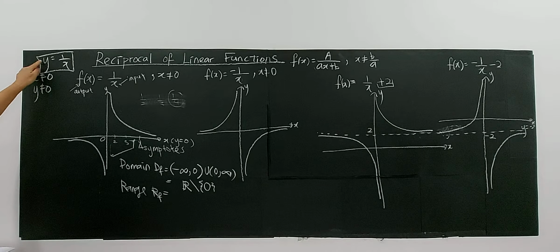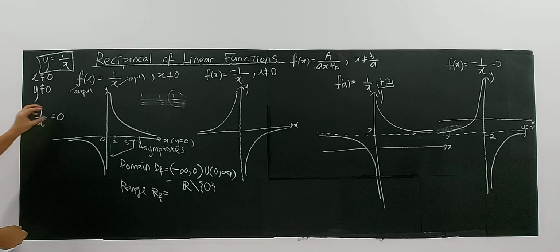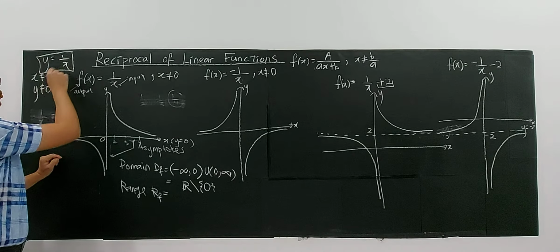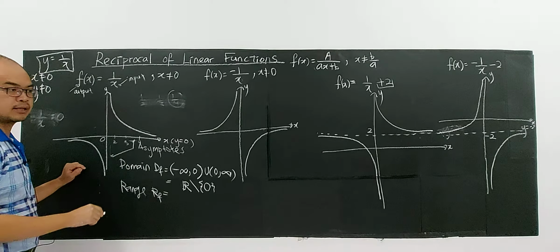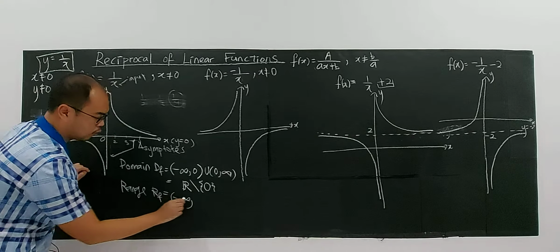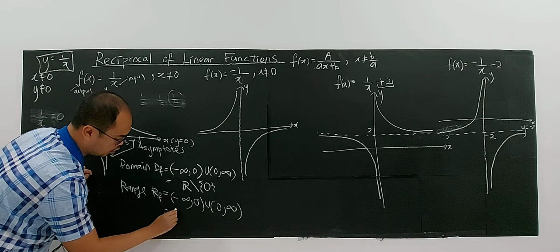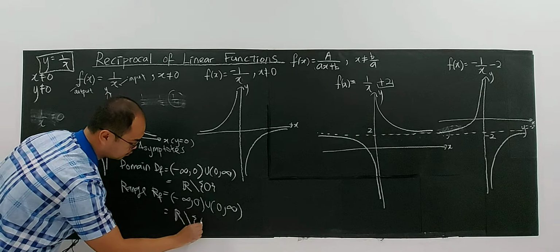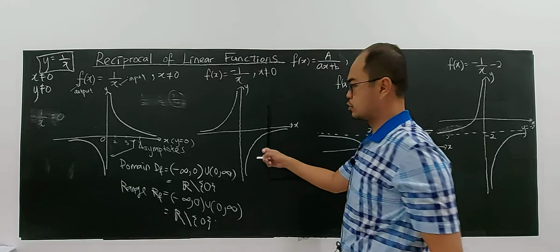Because if y is 0, then 1 over x equals 0. This has no solution, you can't solve it. 1 divided by any number will not become 0. So you also cannot accept y equals 0, right? That's why you see they won't touch the x-axis, because the x-axis is y equals 0. That's why the range is also the same: negative infinity up to 0 excluding 0, and 0 to infinity. Or you can write it as real numbers excluding 0. Alright?